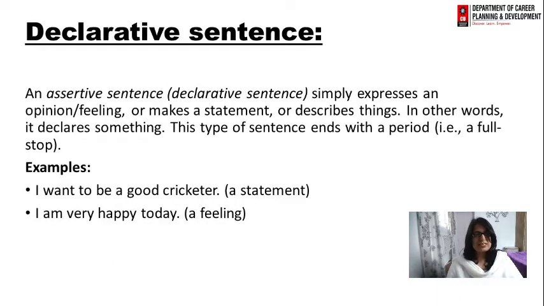So let's discuss declarative sentences. A declarative sentence, also called an assertive sentence, simply expresses an opinion or a feeling, or it makes a statement or describes things. So in other words, it basically declares something. This type of sentence ends with a period, as in a full stop. The examples of such sentences are, I want to be a good cricketer. It's a statement. I am very happy today. It's a feeling.